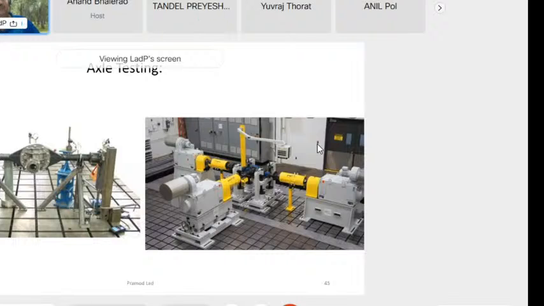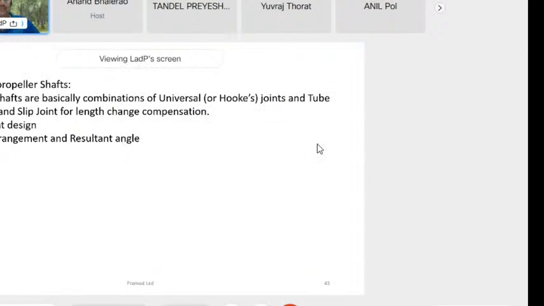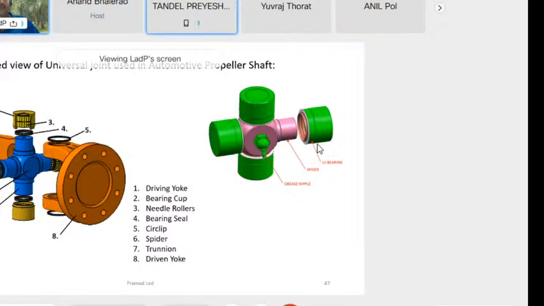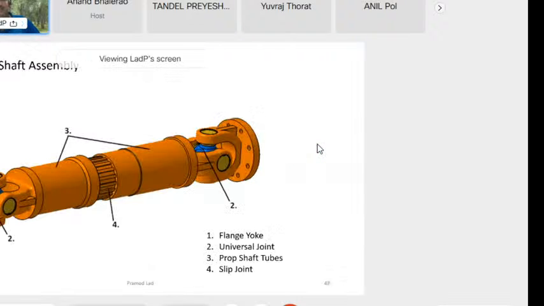So we'll go to design of propeller shafts. Propeller shafts are basically a combination of universal joints and a tube for length and a slip joint for length change compensations. And there is a component design and phasing arrangement and a resultant angle. This is an exploded view of a propeller shaft universal joint. This is propeller shaft assembly.